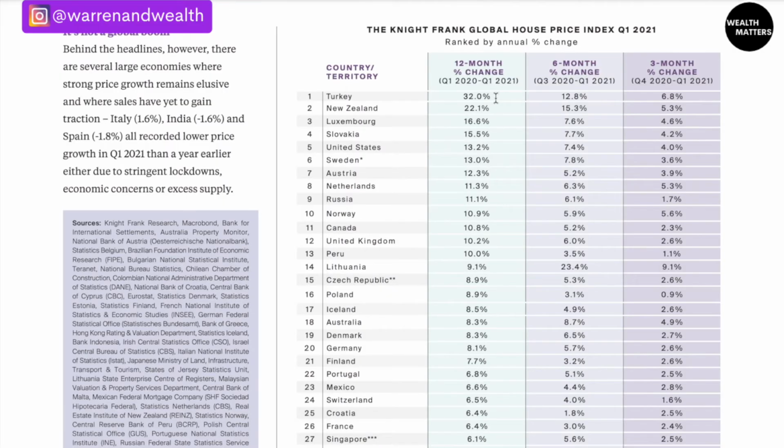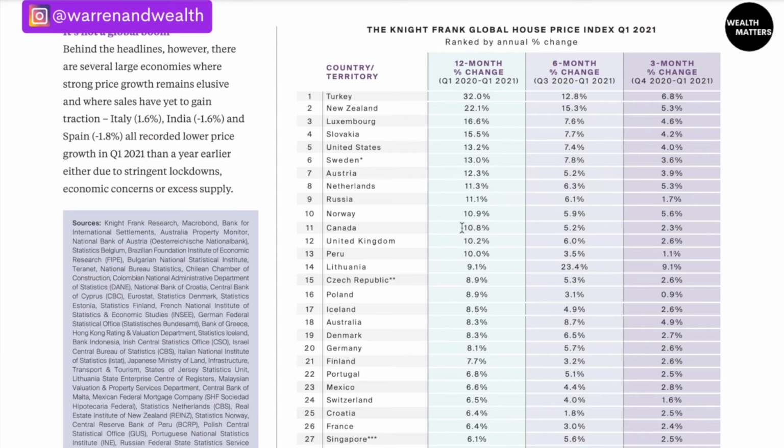So for example, if you'd have bought a £400,000 property in Turkey this time last August, right now it'll be worth £528,000. That's insane, guys. New Zealand, 22% rise, so it'll be worth £488,000. Luxembourg, 16.6%, so it'll be worth £464,000. Slovakia 15.5%, so it'll be worth £462,000. And the good old US of A, 13.2%, so it'll be worth £453,000.